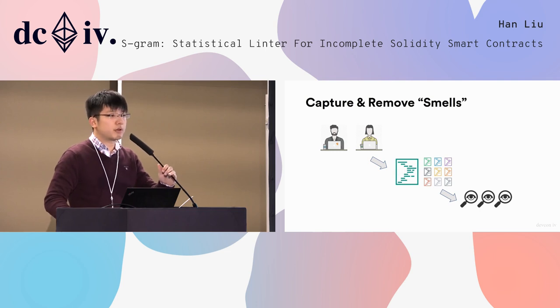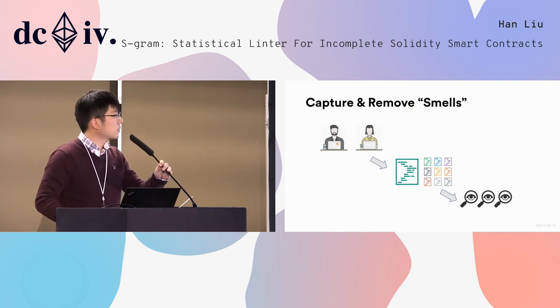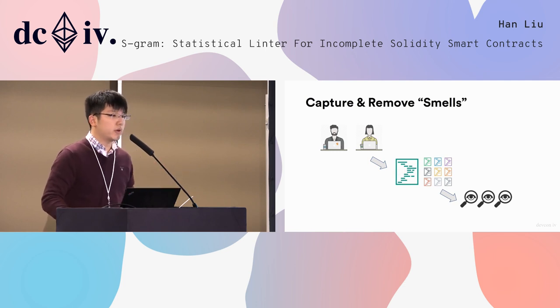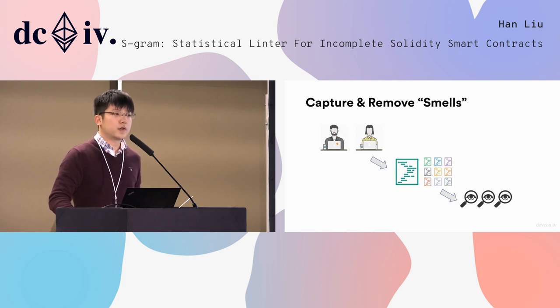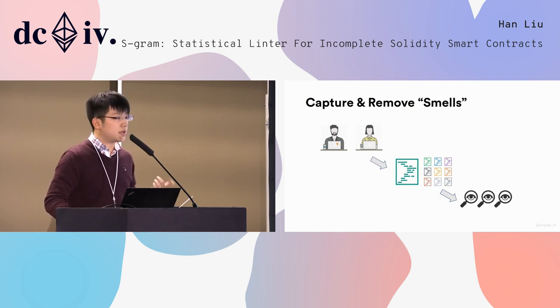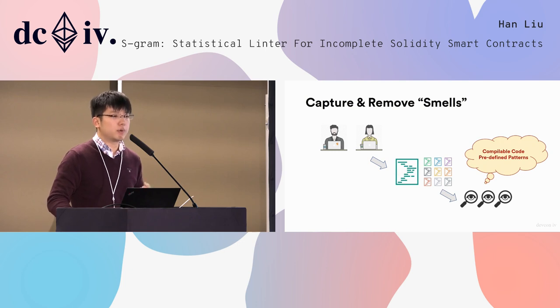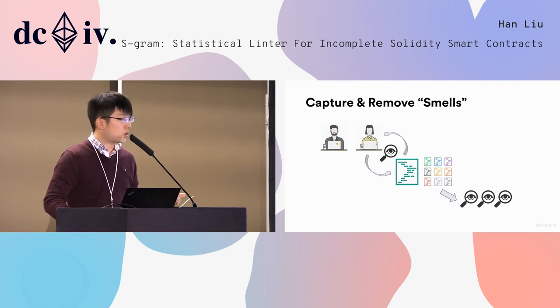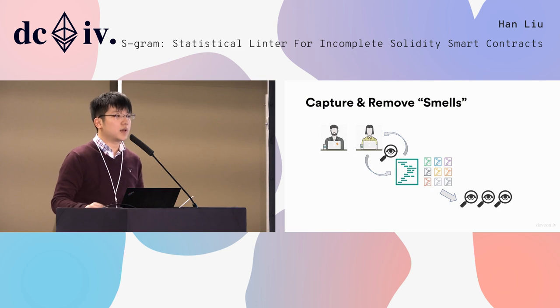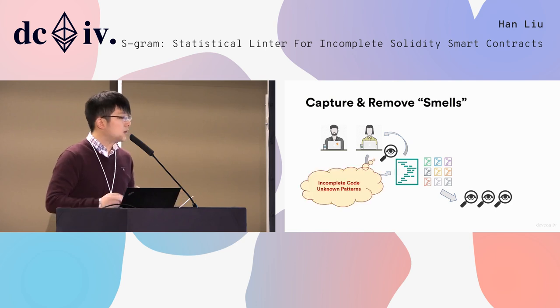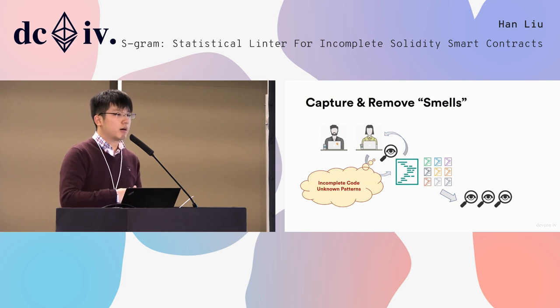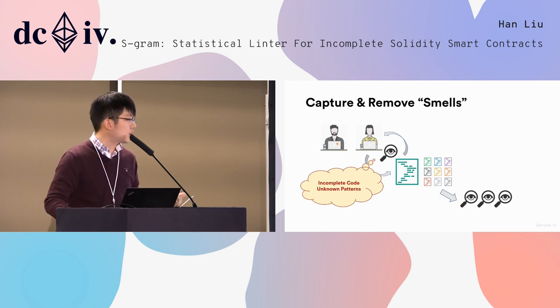The most straightforward way to capture and remove these smells is, when the developer finishes their code, to use a bunch of analyzers, for example formal verifiers and static analyzers, to check the code and see if bad code is there. If you do this, commonly your code needs to be compilable, and you should be aware of the predefined rules which tell the analyzer what to search for. What we are trying to do is make these checks earlier in the development lifecycle, in an interactive way, which means developers can check their code even if they haven't finished it, or even if they have no clue what the patterns look like.